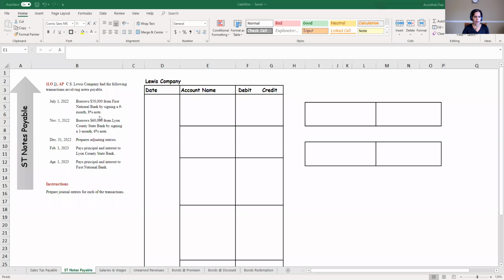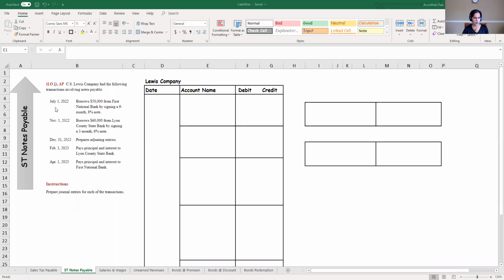This time we're going to look at notes payable and calculating interest on notes payable. So let me start with a quick screen share and work with an example. Here we have C.S. Lewis Company that has the following transactions involving notes payable. They've given us 4 transactions and 1 year-end adjusting entry that needs to be made.